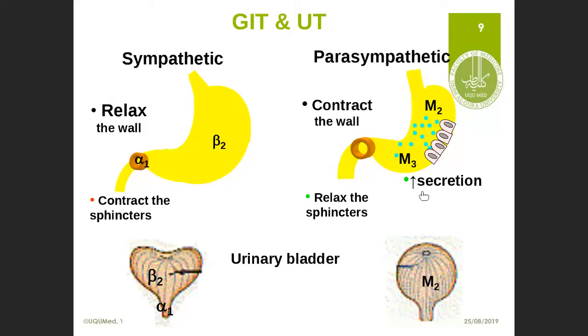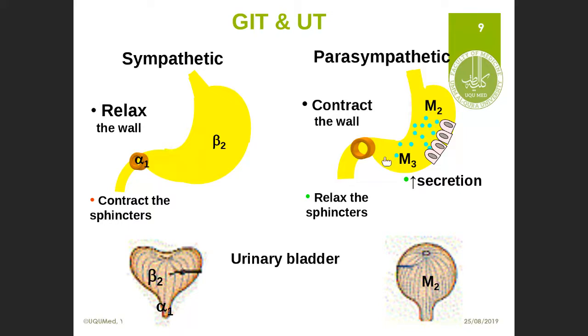In the eye there are M1 receptors, which, with parasympathetic stimulation, become active and ultimately we have miosis, or the contraction of the pupillary muscles. Now this picture will make things clearer about the GIT and the urinary tract.